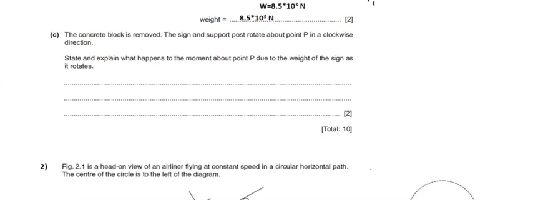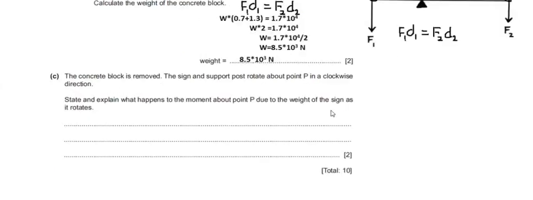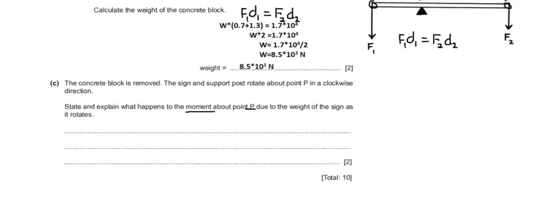Now part C of the question: the concrete block is removed, and the sign and the support post rotate about the point P in the clockwise direction. State and explain what happens to the moment about point P due to the weight of the sign as it rotates. So let's see what happens to the moment about point P due to the weight of the sign.